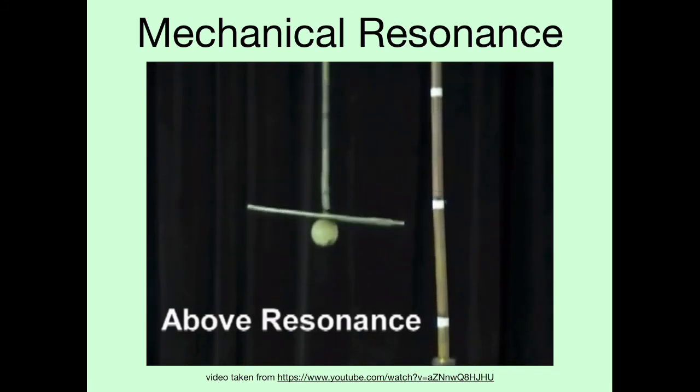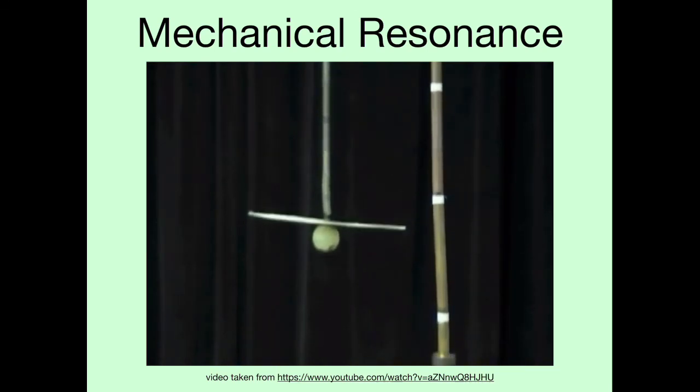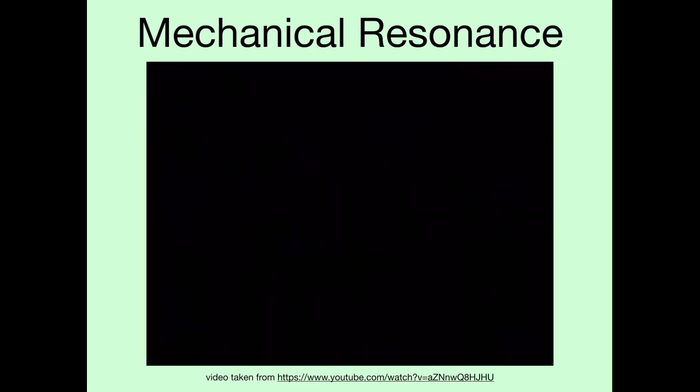So the point is, if you drive the system at its natural frequency, you get the biggest possible oscillations. If you drive it at a different frequency, you'll get smaller oscillations. If you want to see this video again, by the way, I left the link at the bottom of the slide here, so you can watch that on your own time if you like. And credit goes to MIT for making that video.